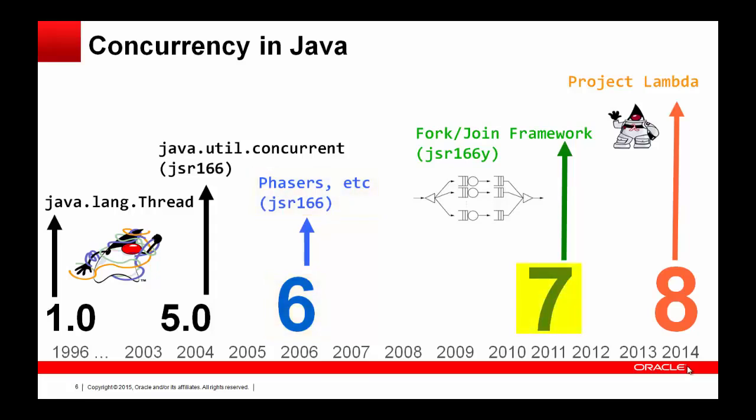In JDK 7, we had another attempt at making life easier for writing multi-threaded code and code that ran in parallel. We introduced the fork join framework. And what this gives you is the ability to take a single task, which can be broken down into multiple subtasks, and have that happen recursively until you get to a small enough task that can be handled by a single thread. The framework takes care of creating a pool of threads to use.